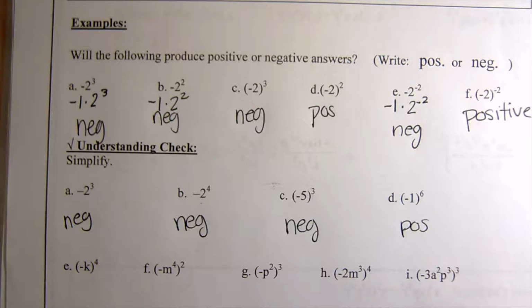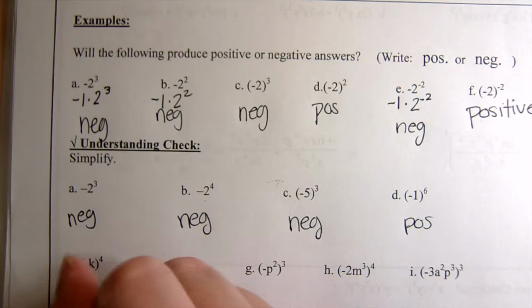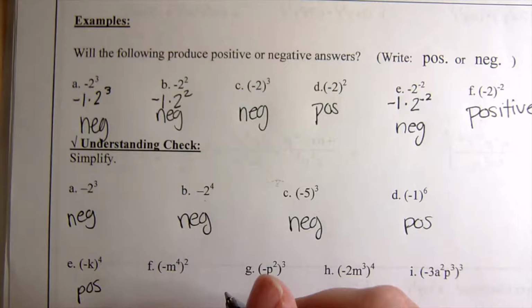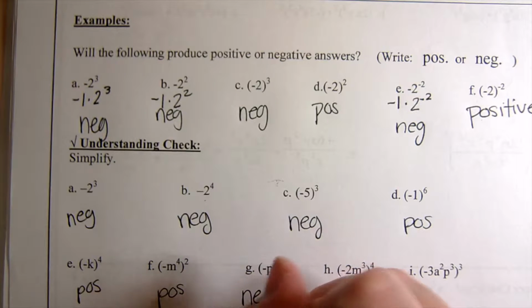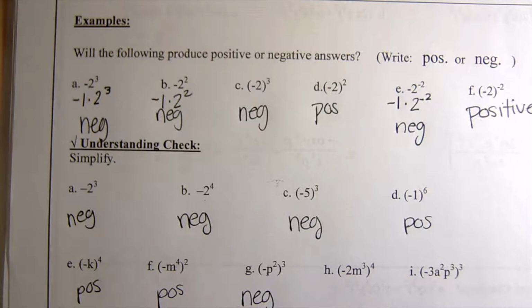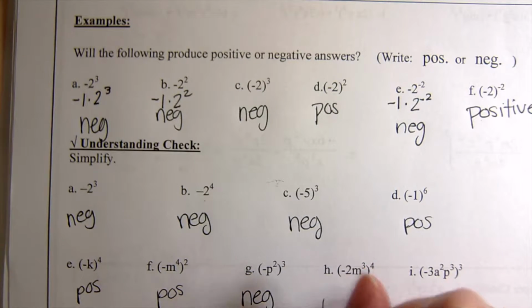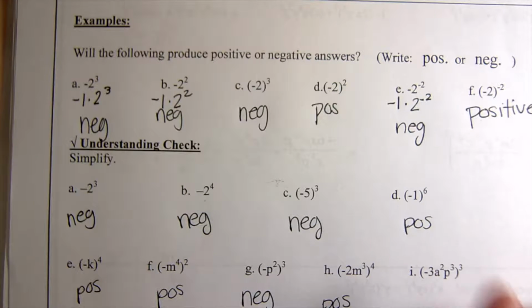Negative k to the fourth power. Positive. Negative m to the fourth power squared. Positive. G. Negative. H. Positive. And I. Negative.